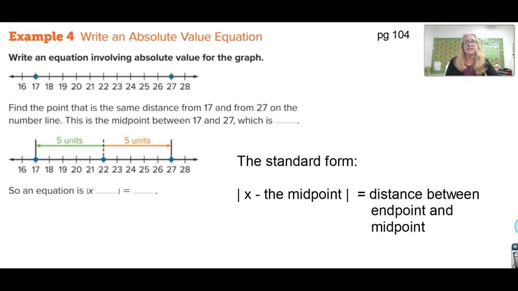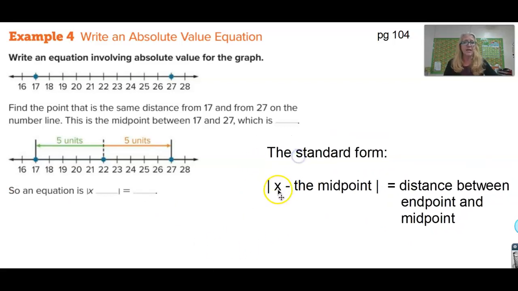Now, the next thing they're going to ask you to do is to write your own absolute value equation, and they're going to give you the graph of the solution, okay? What you do, you remember the standard form here. The standard form is going to really help you here. Standard form of an equation: x minus the midpoint equals the distance between the endpoint and the midpoint. If you have these two dots as your solution, what you've got to do is find the midpoint of those two. The best way to do it is to find the average of the two numbers. Add them together and divide by 2, okay?